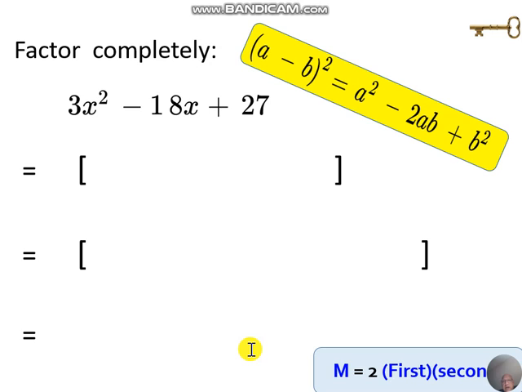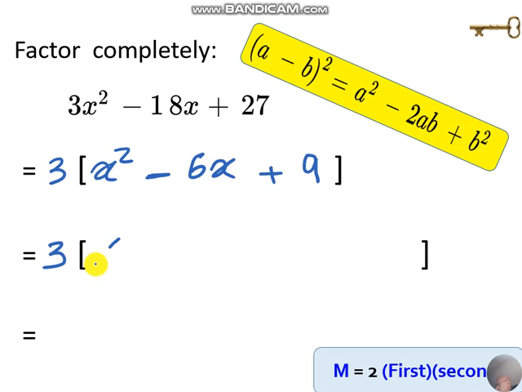What is the common factor here between 3, 18, and 27? The common factor is 3. If I divide 3x squared by 3, I get x squared. Negative 18 divided by 3, I get negative 6x. If I divide 27, I get positive 9. The last term is always positive when I talk about a perfect square trinomial.